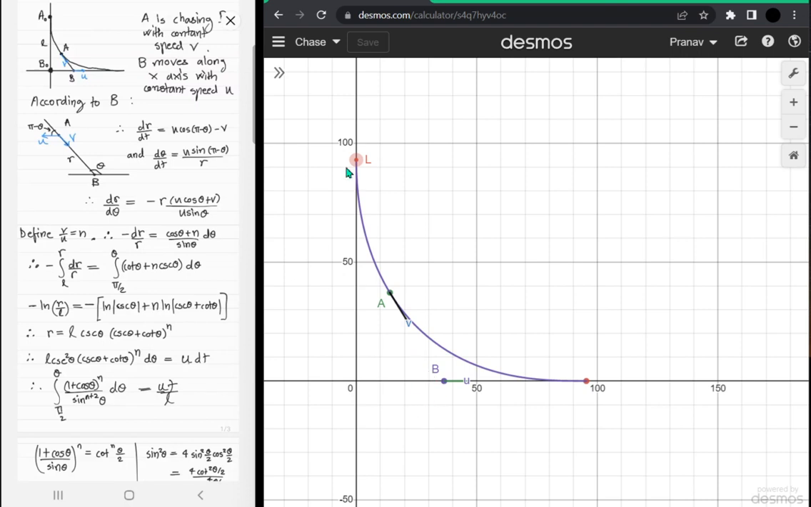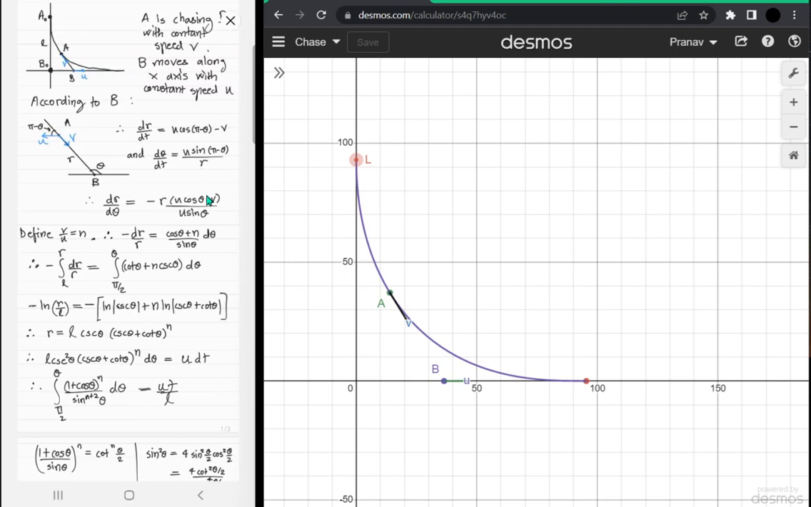And that's why I wrote "chase" as the title of this graph. All right, so here's the setup. We'll define the angle theta as the angle between the vector BA and the x-axis.